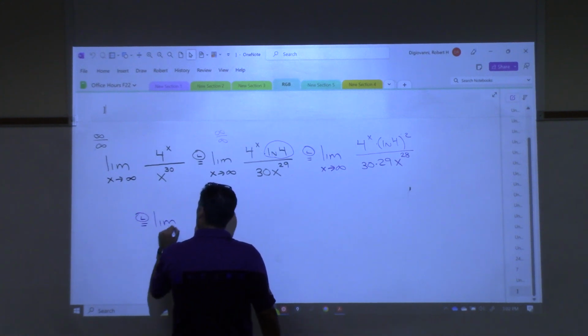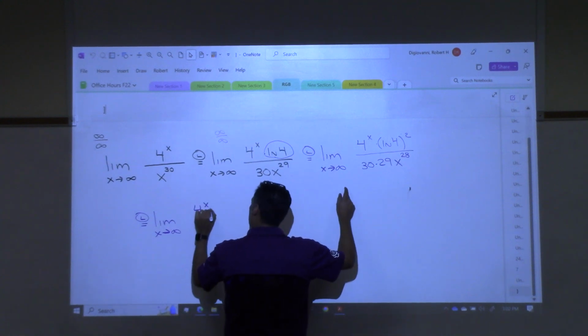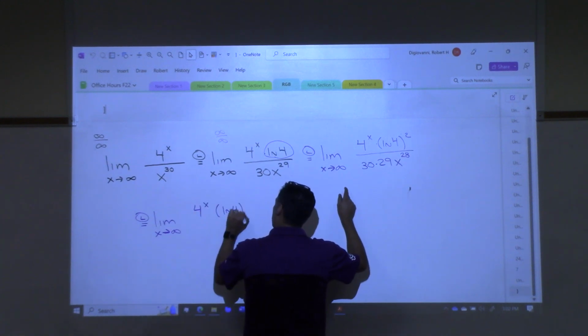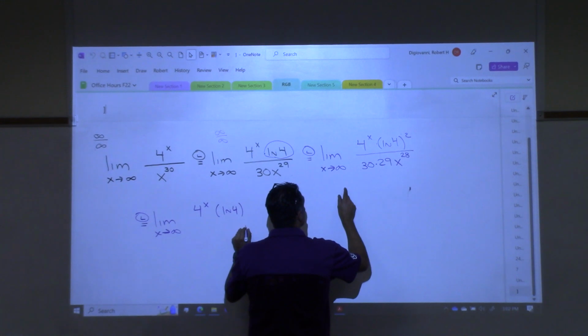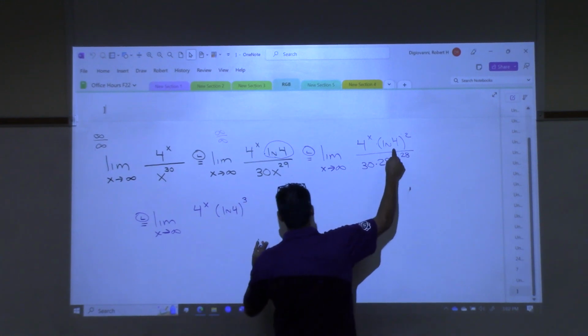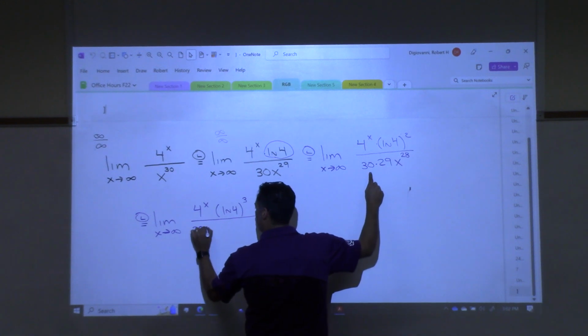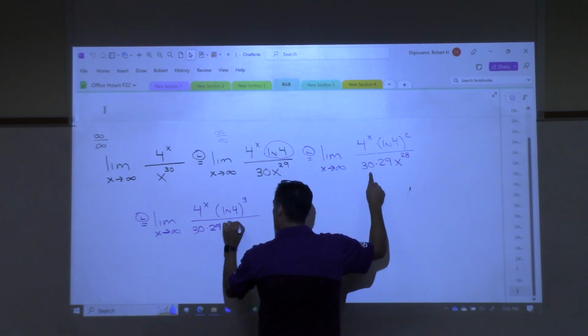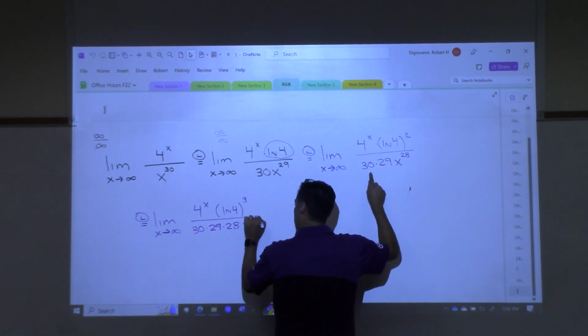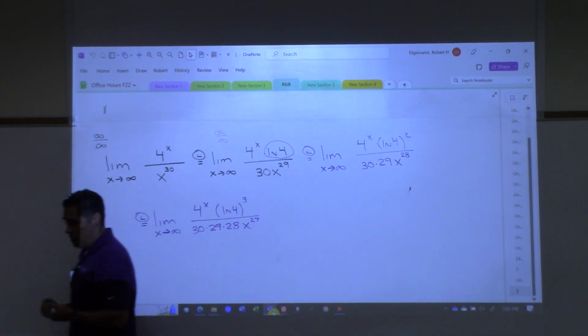L'Hopital, limit, x goes to infinity. So my next one will be 4 to the x, but then natural log of 4 to the what? Cubed, right? Because I'll have a third natural log join these two. Then on the bottom, I'm going to have the 30 times the 29 times the 28, and then x to the 27th. Are we still getting infinity over infinity?